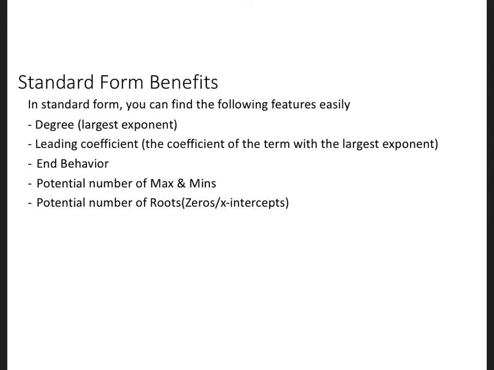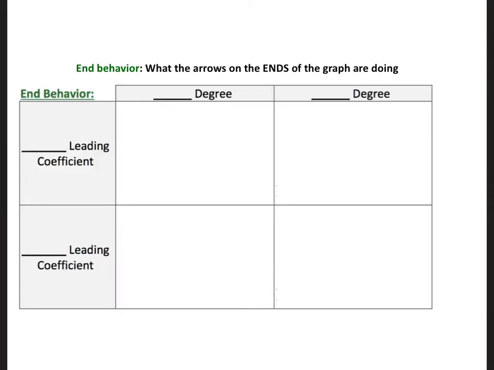Let's do some examples. When determining end behavior, it falls into one of four categories for all polynomials. The first thing you always want to know is what type of degree you have. Your degree can be an even number or an odd number. You also want to determine your leading coefficient, and it is really important whether it is positive or negative.